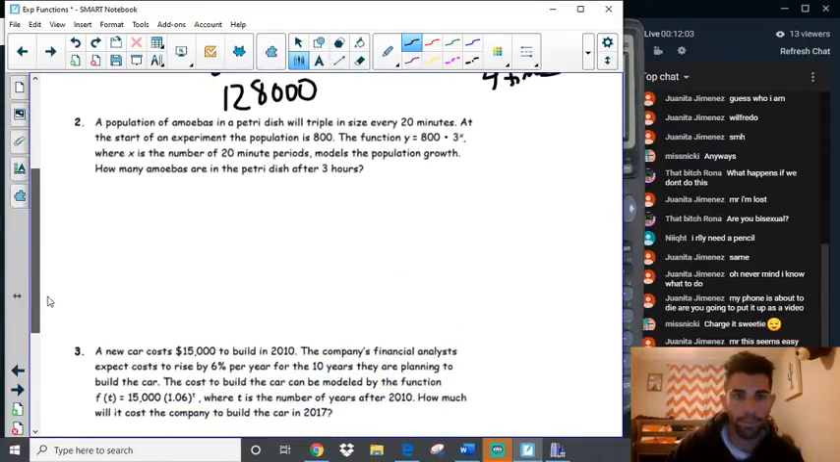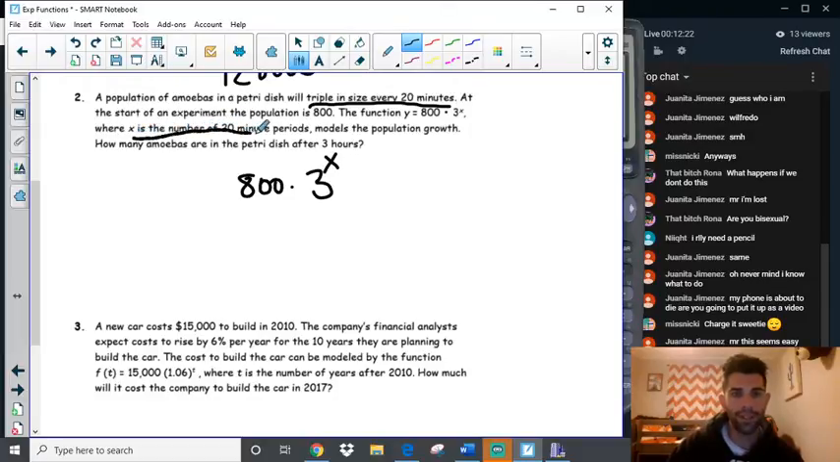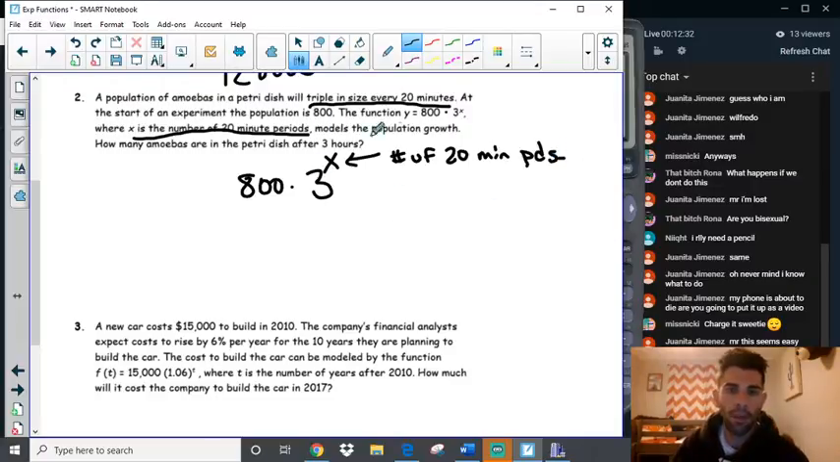Here we go. A population of amoebas in a petri dish triples in size every 20 minutes. At the start of an experiment, the population is 800. So again, they gave me the formula. It's 800 times 3 to the x power, where x is the number of 20-minute periods. So again, that's important. Models of population growth.